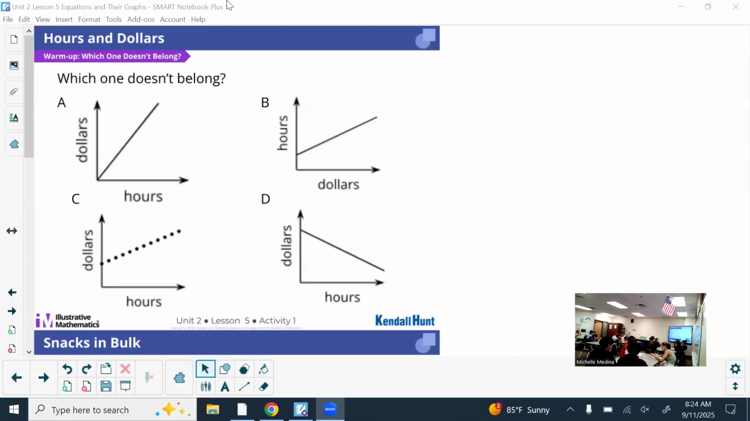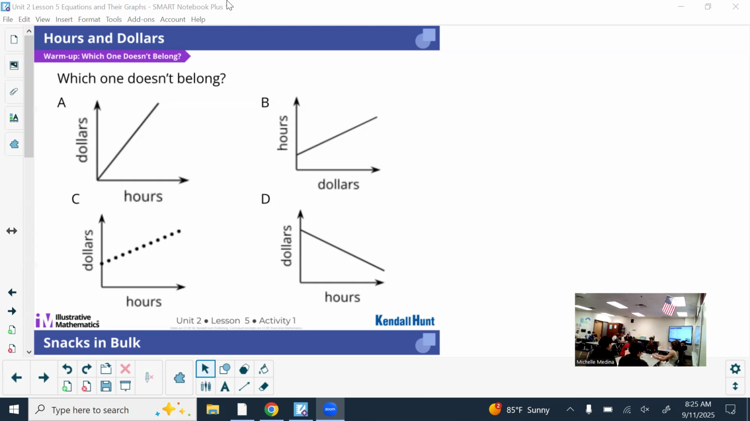Think that A does not belong. Raise your hand if you think that B does not belong. Raise your hand if you think that C does not belong. And raise your hand if you think that D does not belong. Okay, so it's not a competition. They all don't belong in some way.